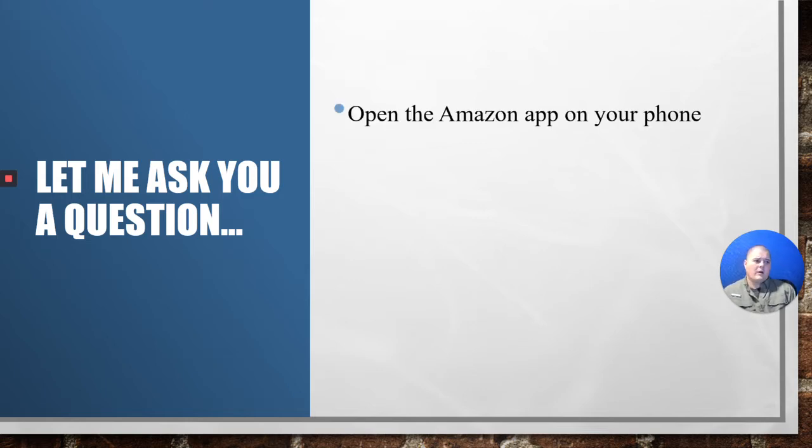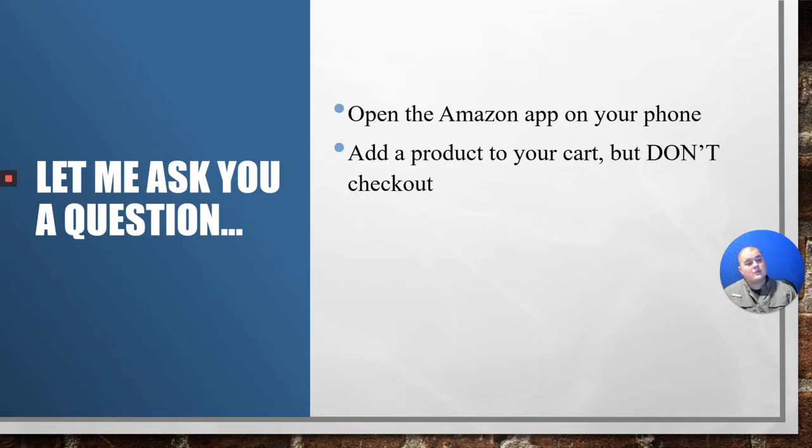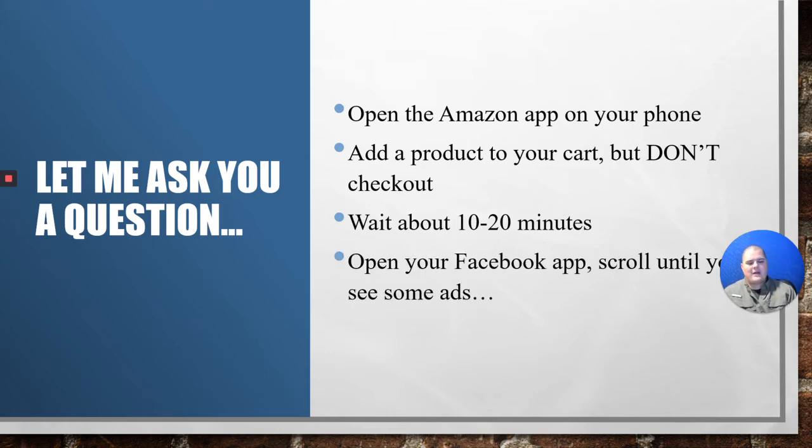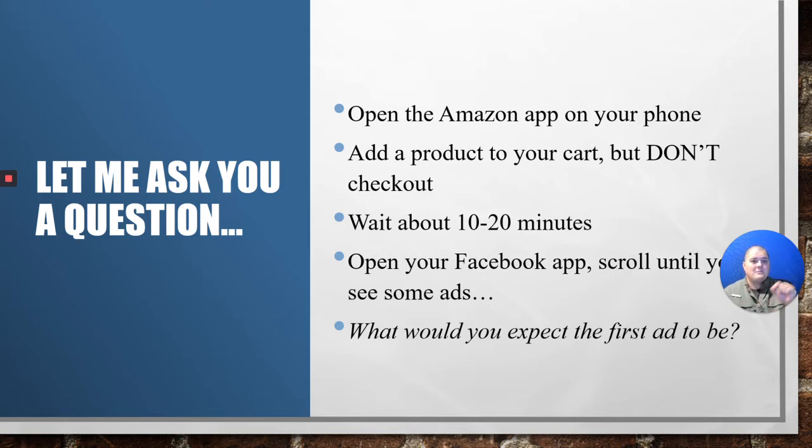If you were to open up the Amazon app on your phone, you go to Amazon, you add a product to your cart, but you don't check out. So it's in your cart, you haven't checked out, haven't paid for it. You wait about 10, 20 minutes, however long, and then you open up your Facebook app and scroll down until you see some ads. What would you expect that first ad to be? If you frame it up like that, everybody is going to say the first ad isn't just for Amazon, it's for the product that is in my cart in Amazon, which is incredibly powerful. It's kind of creepy, but incredibly powerful.